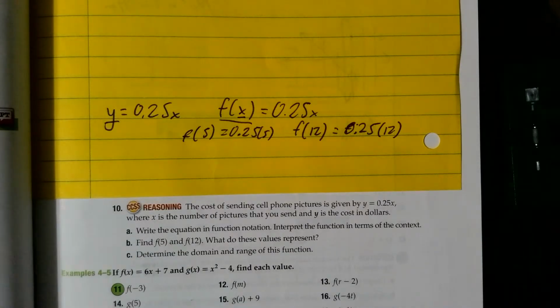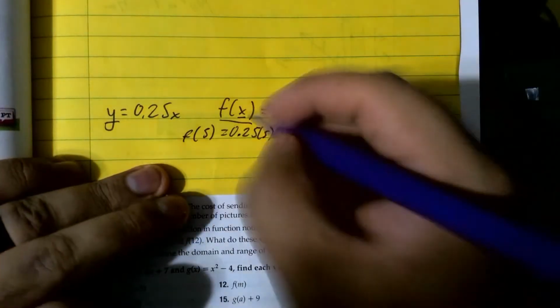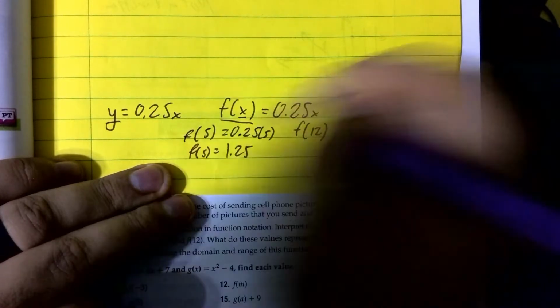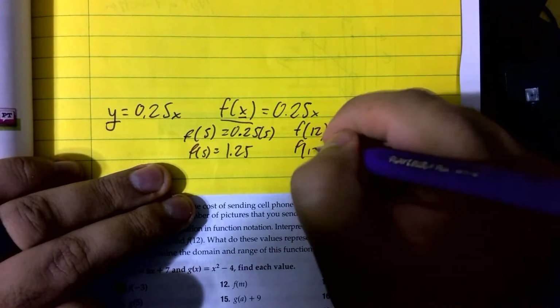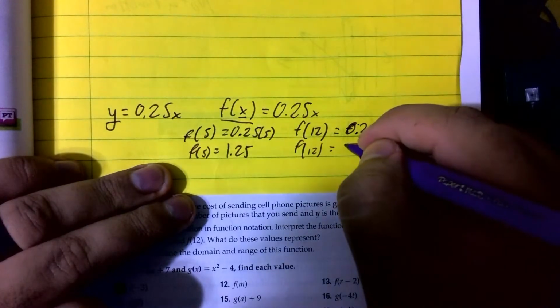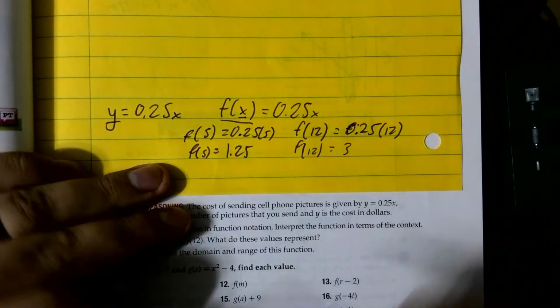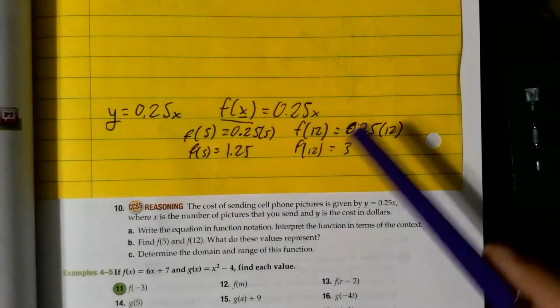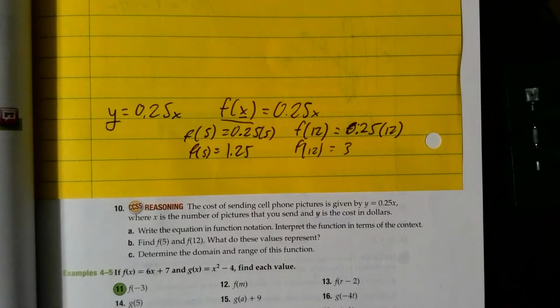Then you would do the math, not do the graph. So 5 times 0.25 is 1.25, which equals f of 5, and f of 12 equals 3, because we're basically dividing by 4. How much money is 12 quarters? It's going to be $3.